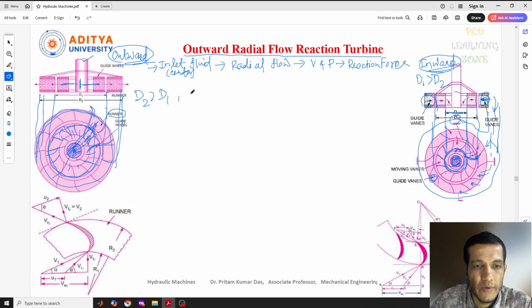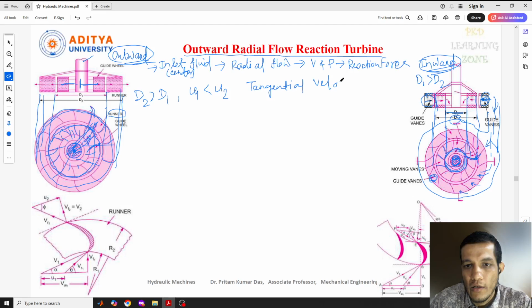So in this aspect we can say that our tangential velocity or peripheral velocity, that is U1, will be less than U2, or we can say that U2 is more than U1. Here we can see the tangential velocity of this part is like this. Okay, this is about the working principle of how the outward radial flow turbine works.